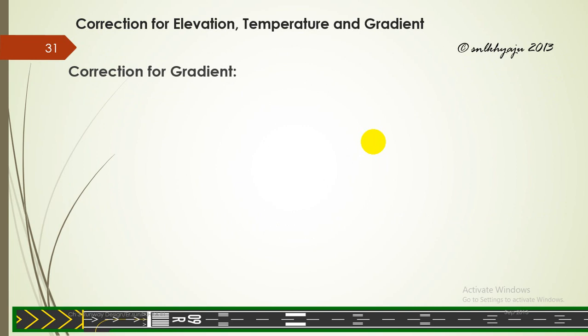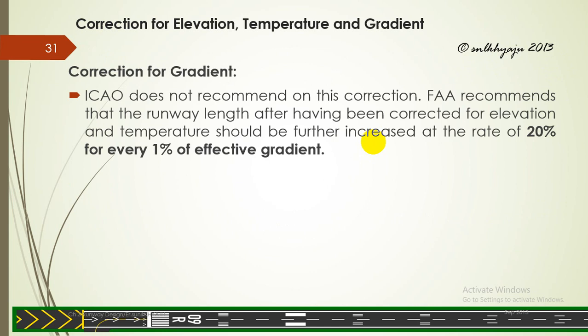Correction for gradient. ICAO doesn't recommend this correction. FAA recommends that the runway length, after having been corrected for elevation and temperature, should be further increased at the rate of 20% for every 1% of effective gradient.